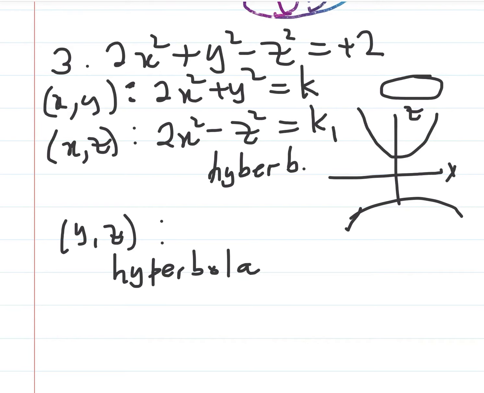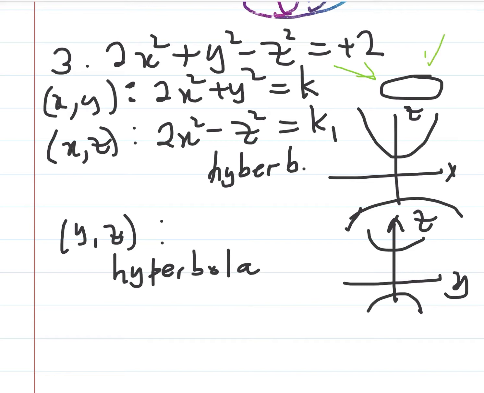Maybe I should draw the one more case here. This is the case when you've got the y coordinate with the z coordinate. So here too you get hyperbolas that look like that. So look at this, in the xz and yz coordinates you got these hyperbolas, and when you're looking down the z-axis, that is when you're projecting in the xy case, you got these ellipses, these ellipses here.